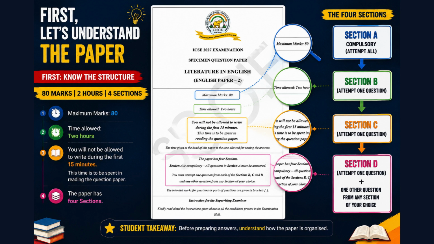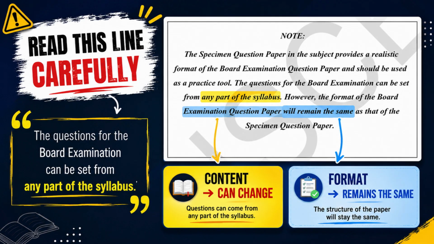And the marks for questions or parts of questions are given in brackets. So before we even look at a single question, the first thing the specimen gives us is a very clear picture of how the paper is organized. Now I want you to stop here for a moment, because this is probably the most important note in the entire specimen paper. The document tells you that questions for the board examination can be set from any part of the syllabus. But the format of the board examination question paper will remain the same as the specimen question paper. So there are 2 things you need to separate in your mind. The content can come from anywhere in the syllabus, but the format is what this specimen is showing you.